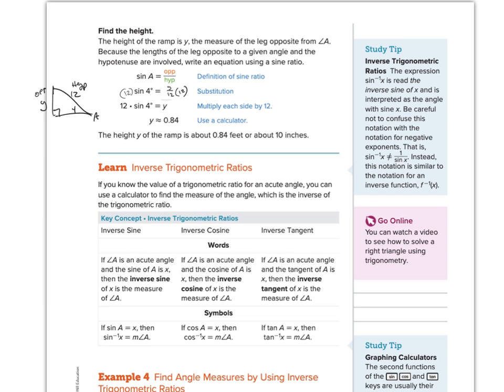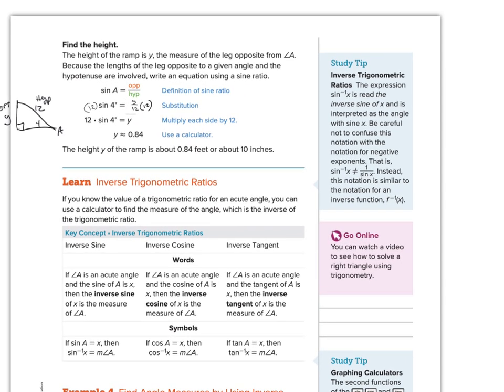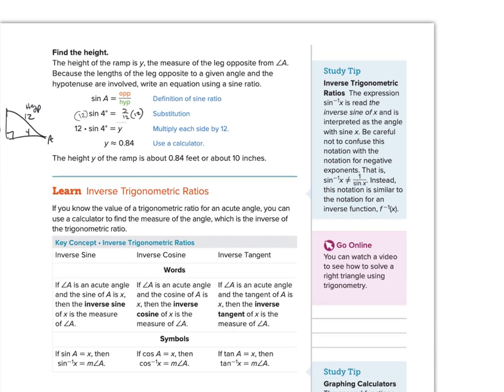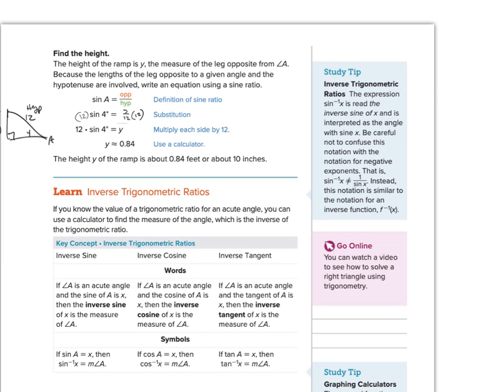Let's see here, so as we continue on with these ratios, we're going to talk now about the inverse ratios. The expression inverse sine of x is read the inverse sine of x, and is interpreted as the angle with sine x. So be careful not to confuse that notation with a negative exponent. It's not a negative exponent, it is indicating the inverse of sine x.